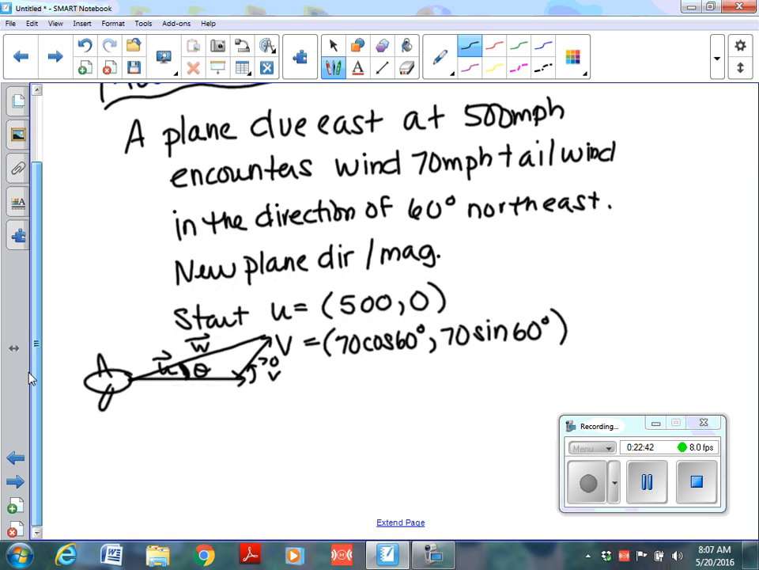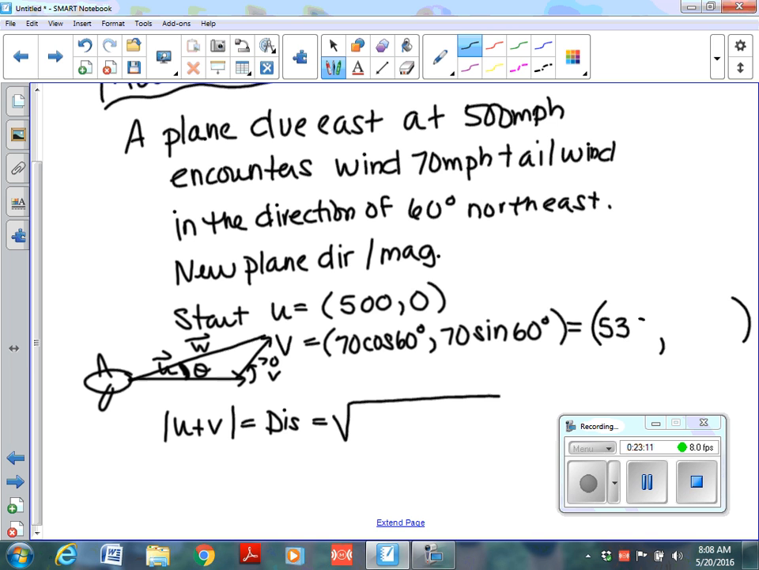So, how do we do this? The first thing I'm going to do is find u plus v, or this is the distance of our new plane. So it's the square root. But before I do that, I need to figure out what 70 cosine of 60 is and 70 sine of 60 is, which I'll give you right here. This is my other vector. You're going to get 535 for the first one, and you're going to get 35 square root of 3 for the next one. Okay, you need that.